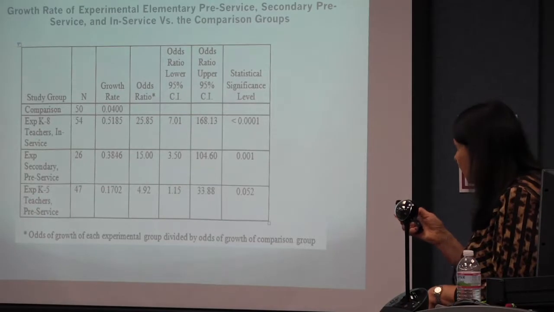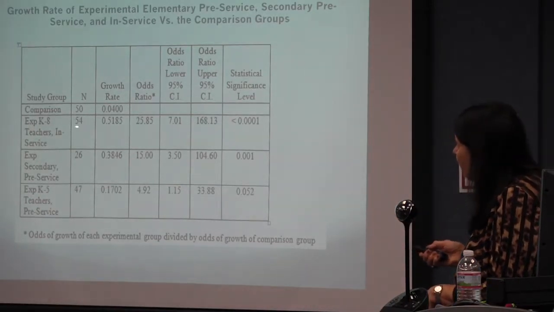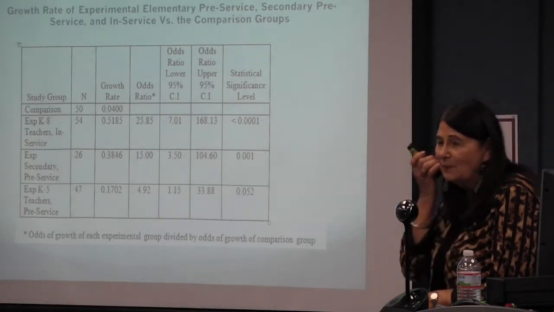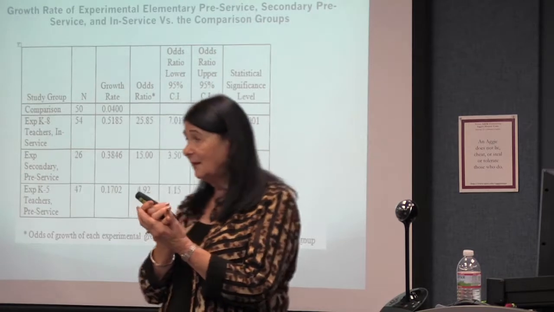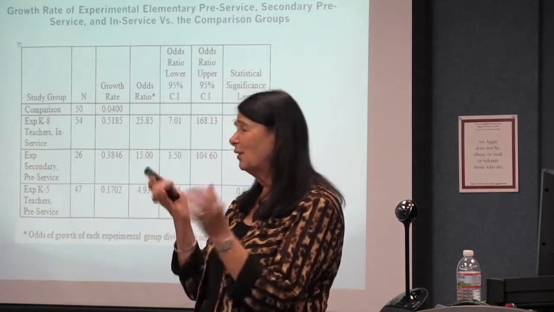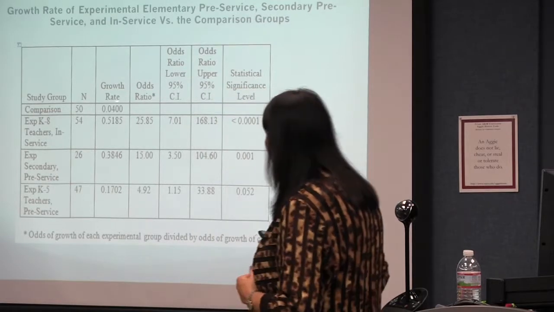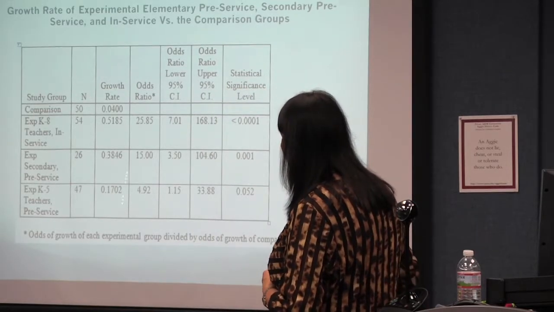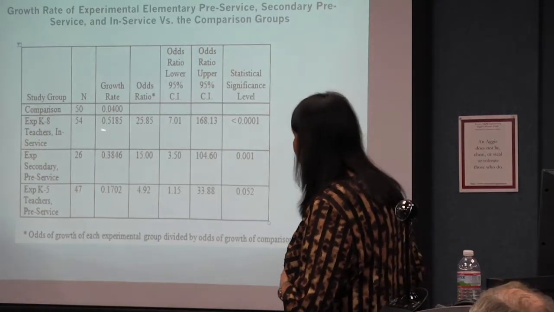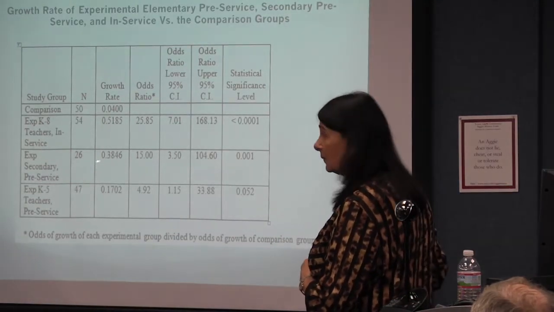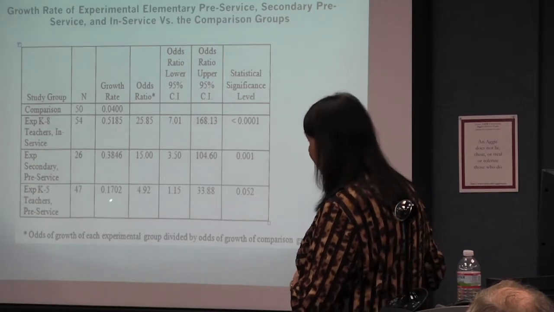What's really interesting, if you look at the data here, is that there was no growth for the comparison groups. So they were pooled together with the sample size. And I think if you pull them all together, I think it was like 4%. It was very insignificant. So in comparison, when you looked at the growth rate for these other groups, look at them. The experimental K to 8, 0.5185, secondary, pre-service, and then the K to 5.